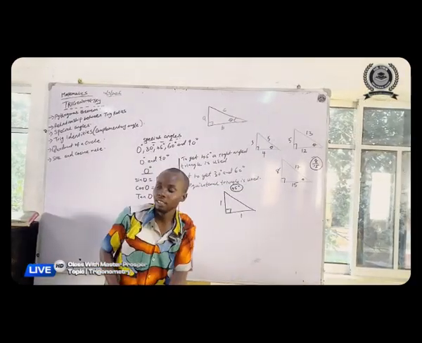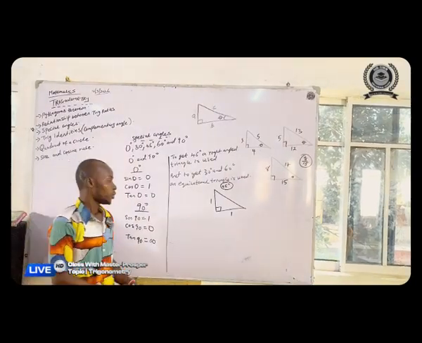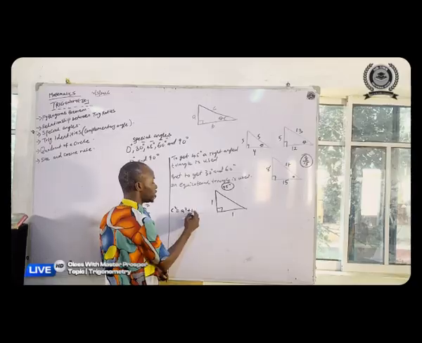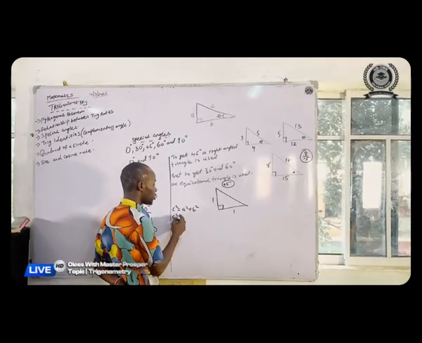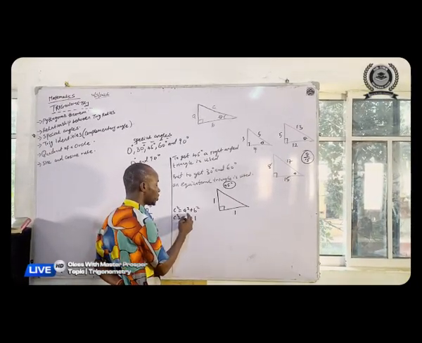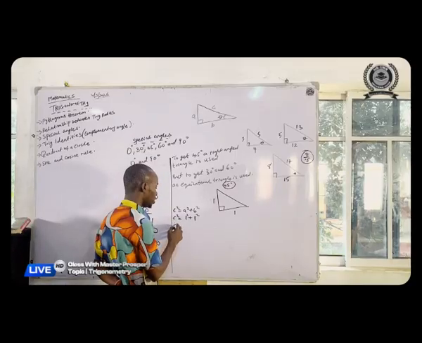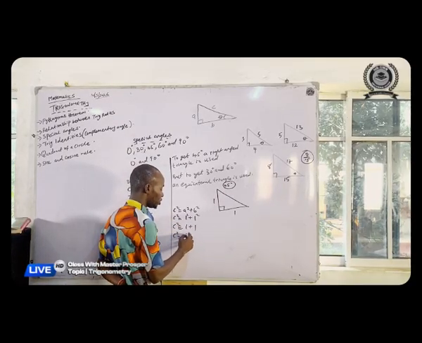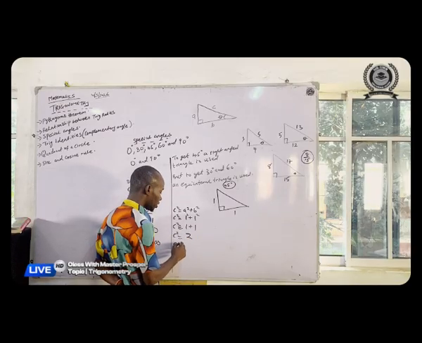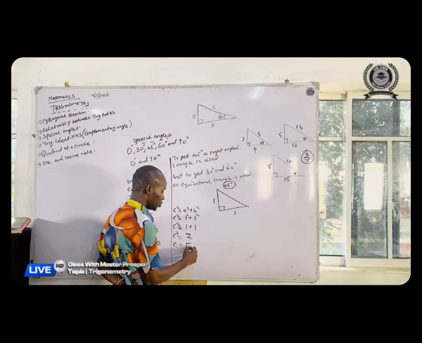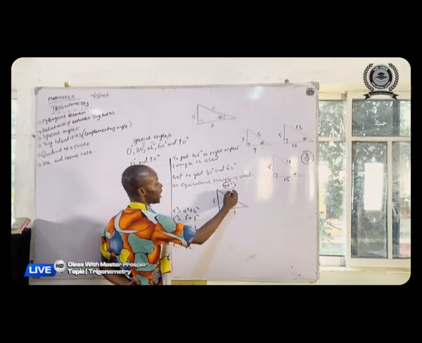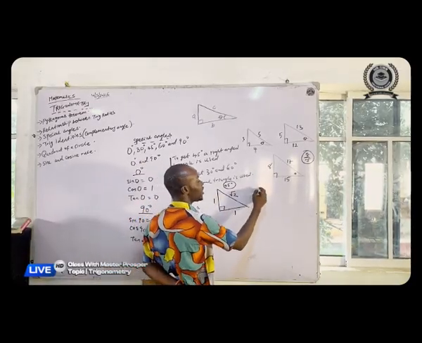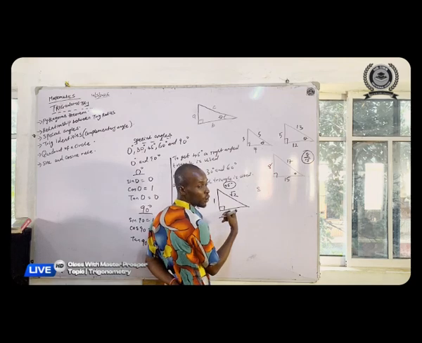Finding the longest side, what are we going to add there? We now say that C squared is equal to A squared plus B squared. C squared is equal to 1 squared plus 1 squared. C squared is equal to 1 plus 1. C squared is equal to 2. C is equal to square root of 2. Now we say let's find out which angle are we looking for?